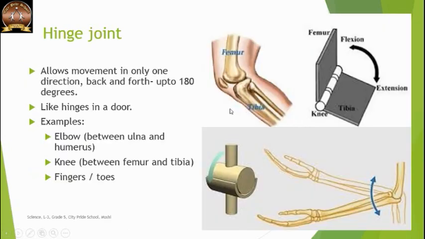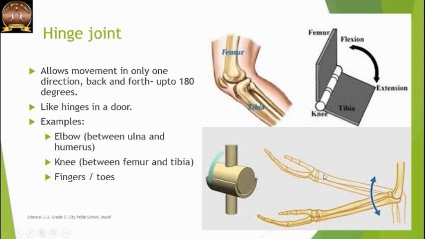Now let us learn about the hinge joint. The hinge joint allows movement only in one direction, that is back and forth up to 180 degrees. The hinge joints work in a manner similar to that of the hinges of a door. Examples of a hinge joint are seen in the elbow joint, the knee joint, as well as the joint between the fingers and the palms.